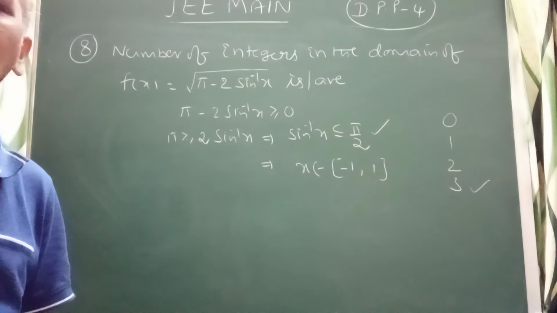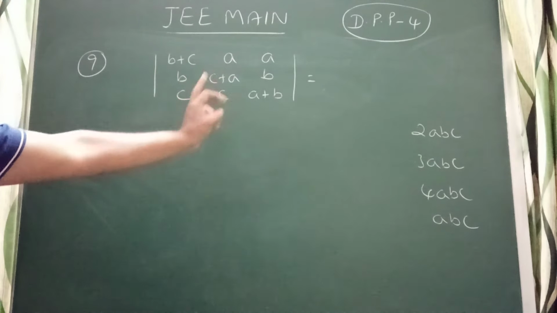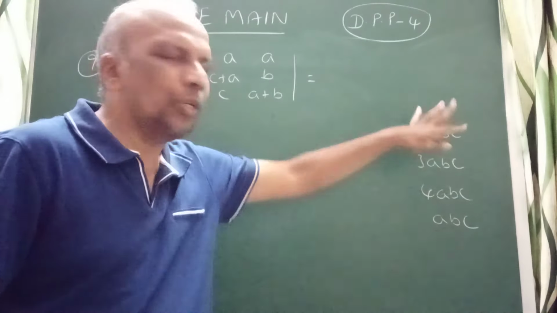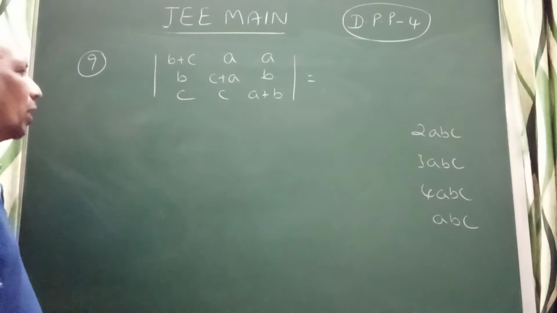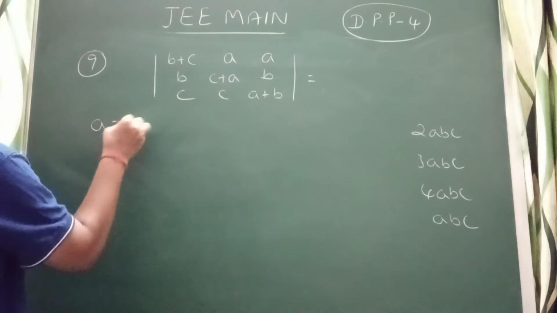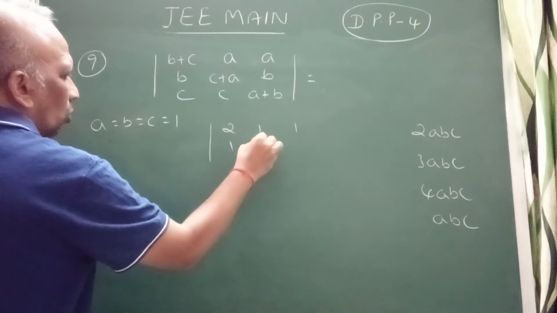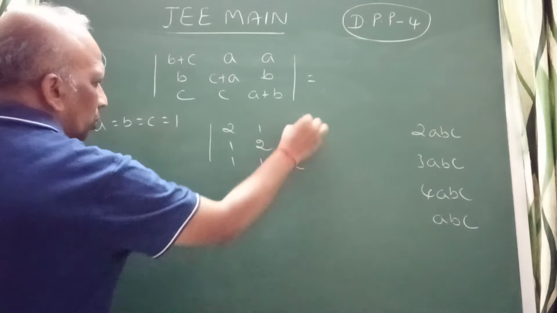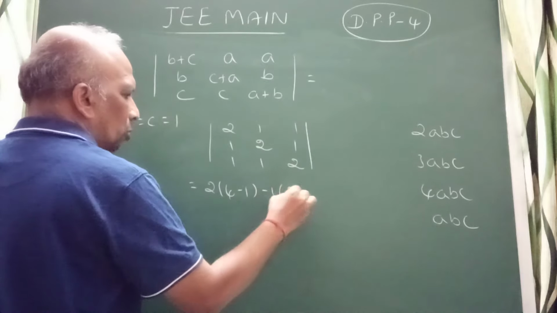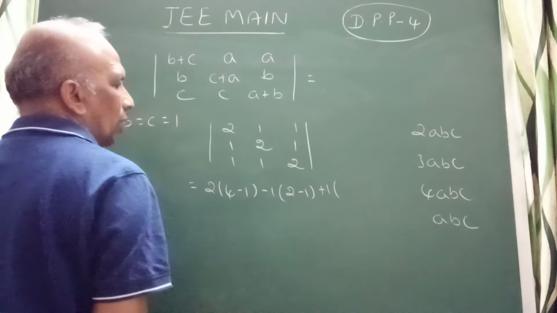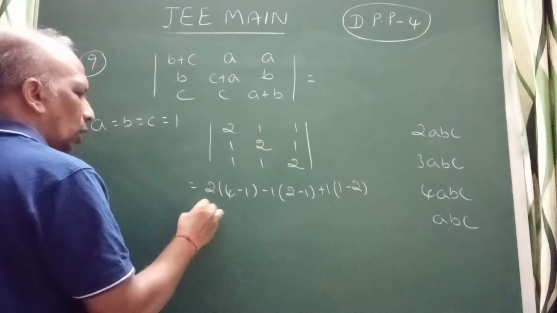Now we solve the next one. They are asking for the determinant of B plus C, A, B; C, A plus B... They have given 4 different answers. They are not mentioning anything else here, but a simple way I can do this: consider A equal to B equal to C equal to 1. Then this will become 2 1 1, 1 1 2, 1 1 1 2. If I simplify this, it comes 4 minus 1 into 2 minus 1 plus 1 into 1 minus 2. Or you can do it by applying operations also.